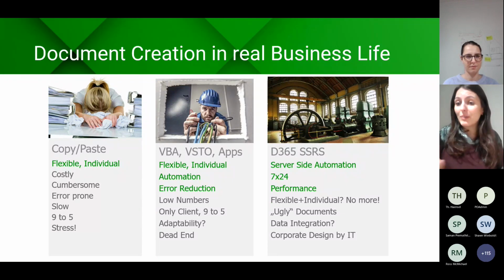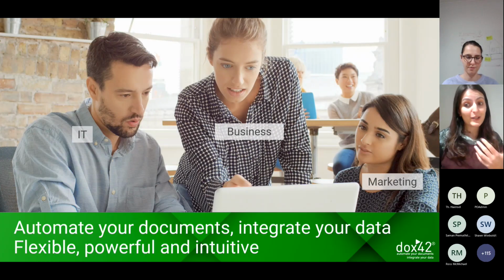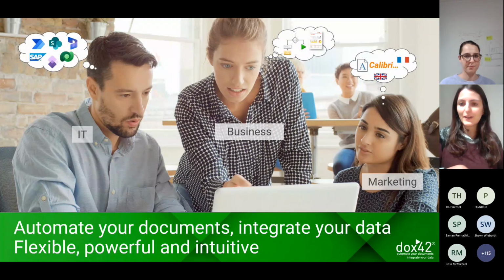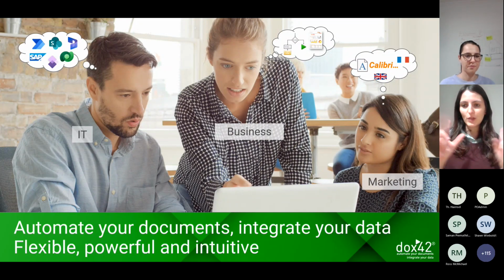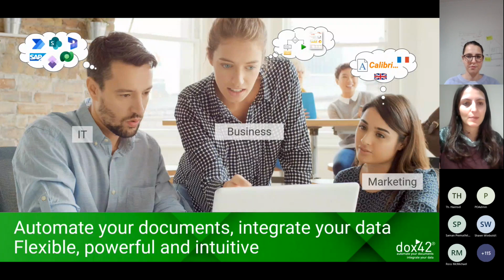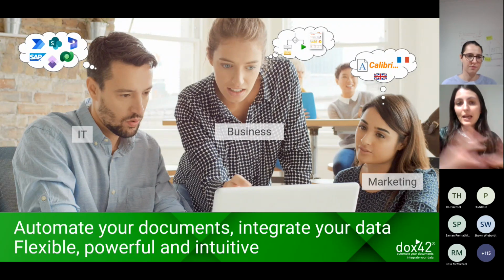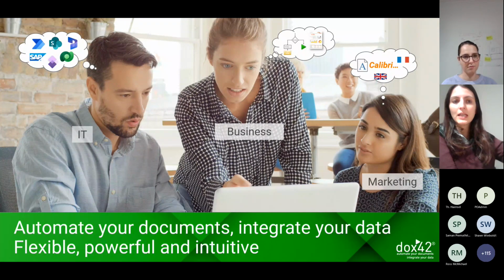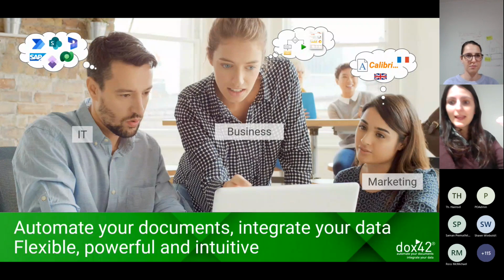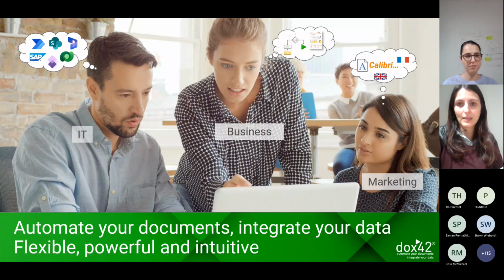But that's what we see in real business life, what's happening usually when we talk about document generation or document automation. But now let's have a look at how this could look with dox42. As I mentioned before, if you go with SSRS, there's usually IT very heavily involved. For us, we see 3 different departments that are quite important when it comes to document automation. There's IT, but then there's also business and marketing. IT is very important because IT knows, okay, we're using Dataverse. Data is in that table. We're using Power Automate, so we can use it for automation, for example.